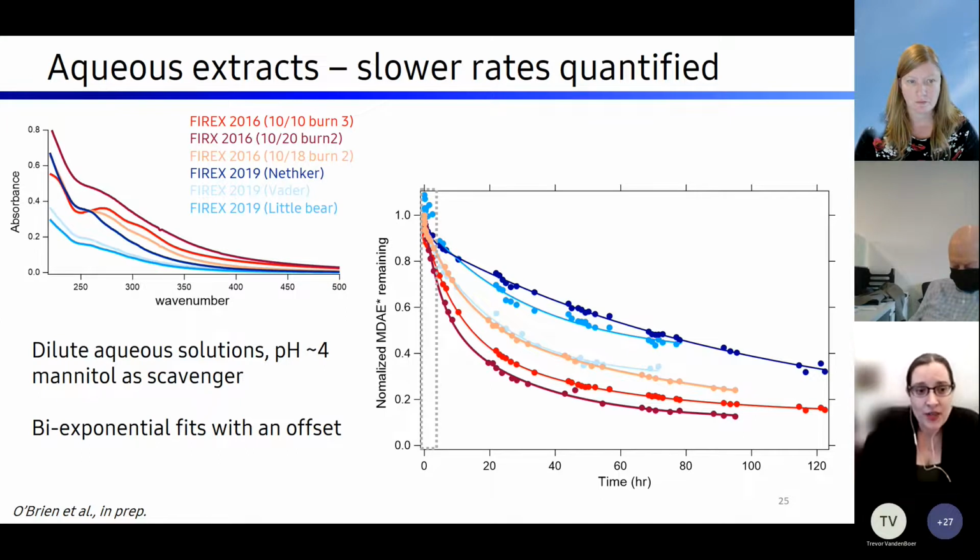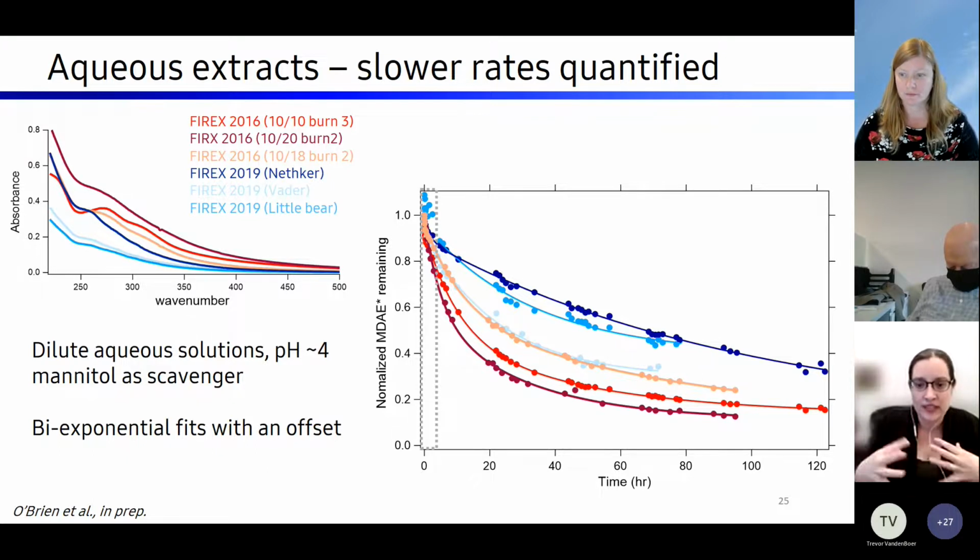For these decays, we are looking at dilute aqueous solutions. We are running them at a low pH, so I'm using hydrochloric acid to bring the pH down to about 4 at the start. And then I'm using a concentrated mannitol in there that I'm adding in as a scavenger. So I'm really trying to target direct photolysis, and I'm trying to scavenge any OH radicals or any excited triplet states that are possibly happening in these mixtures.